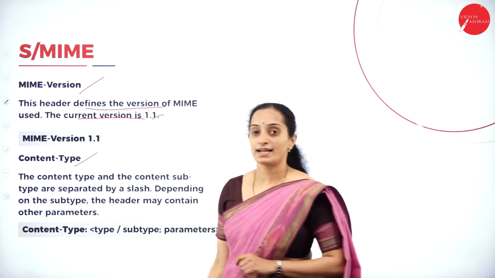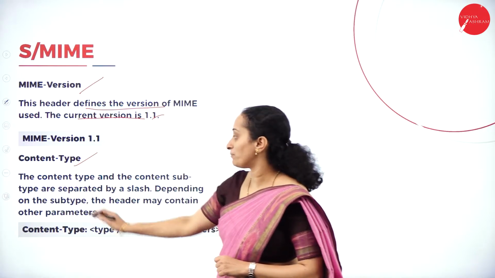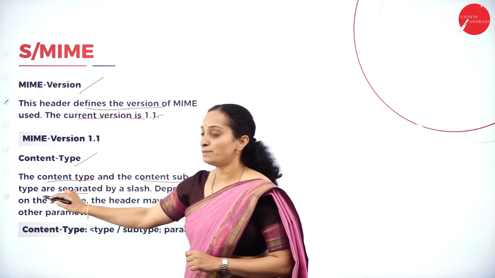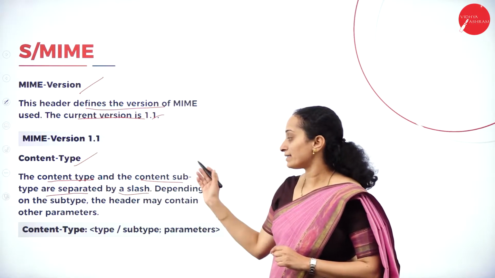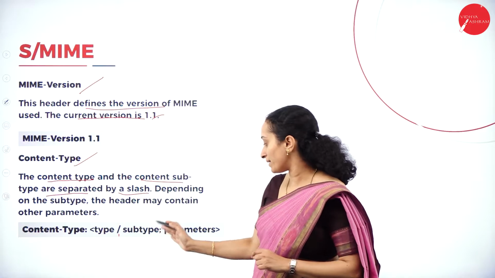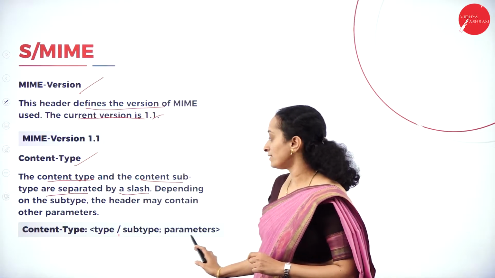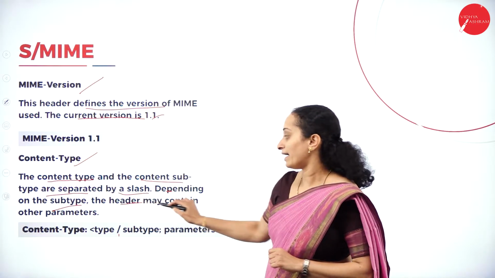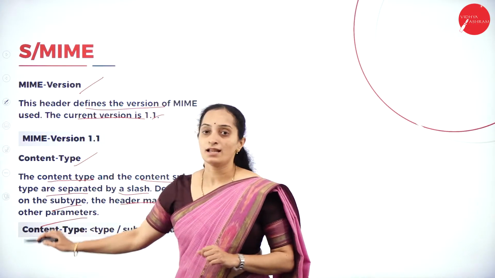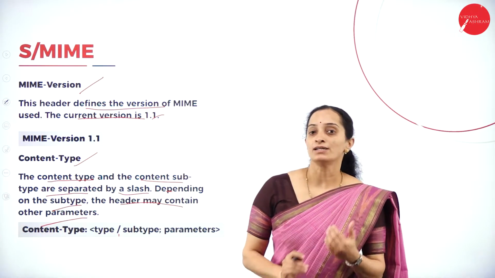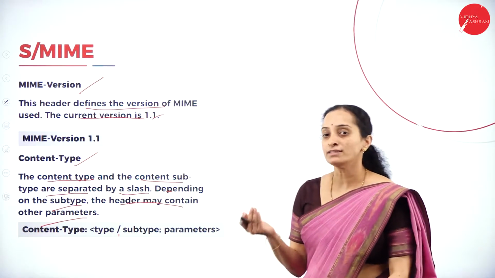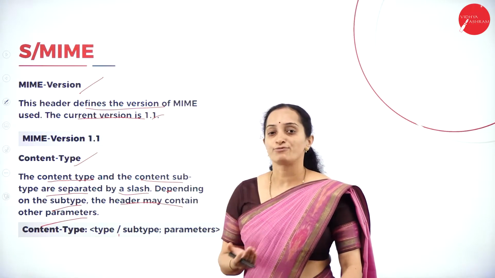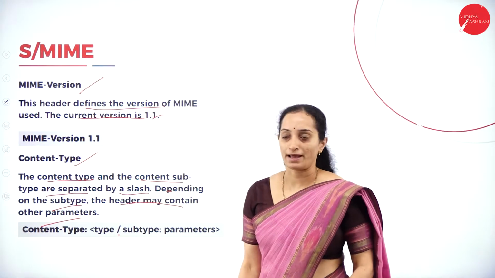Then we have the content type. What does the content type tell? The content type and the content subtype are separated by a slash. We separate the type and the subtype along with the parameters. Depending on the subtype, the header may contain additional parameters that are needed to send a mail. If other types of data, such as non-ASCII data, are there, it will be specified in the parameters.